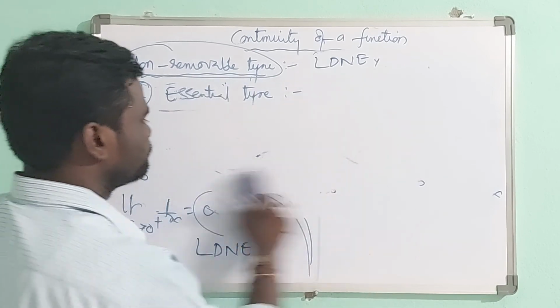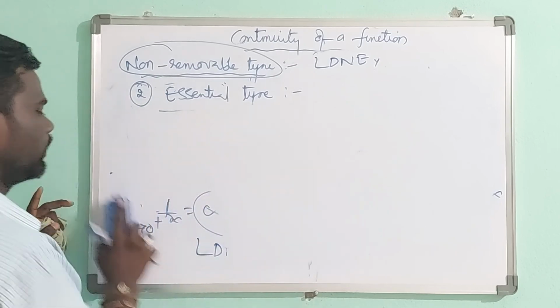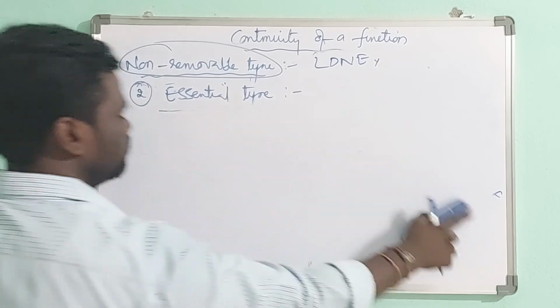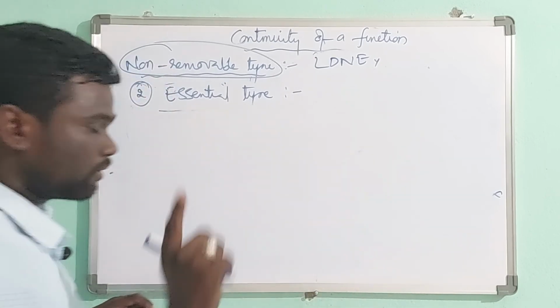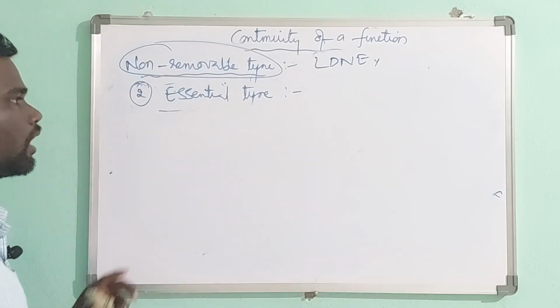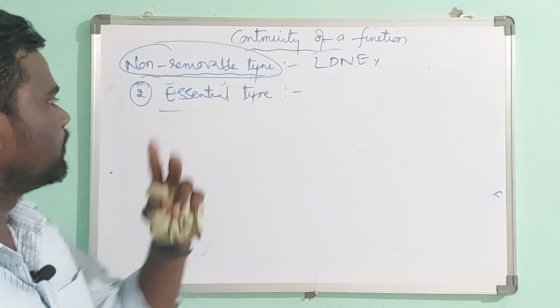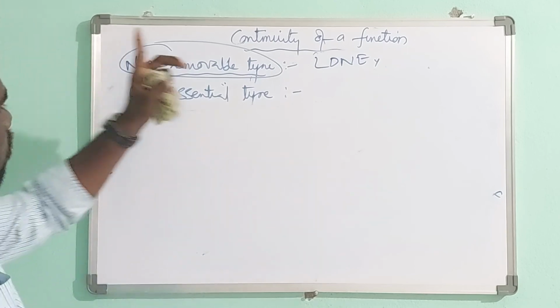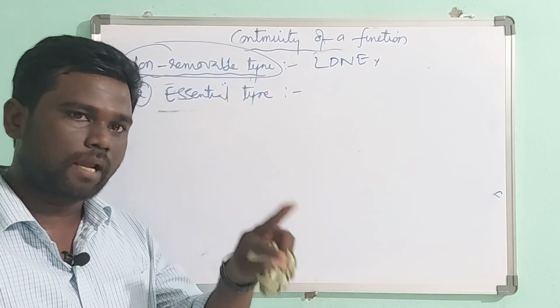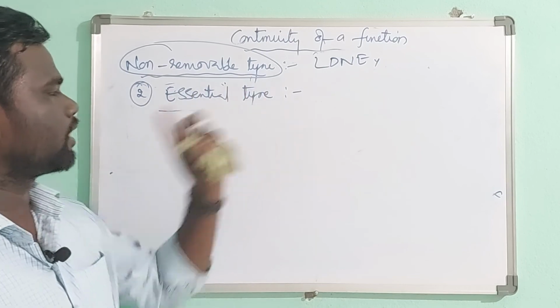So we have four types of discontinuities. Coming to the first one, removable type, we have two types: isolated and missing point. Coming to the non-removable type, we again have two types: jump type discontinuity and essential type discontinuity.